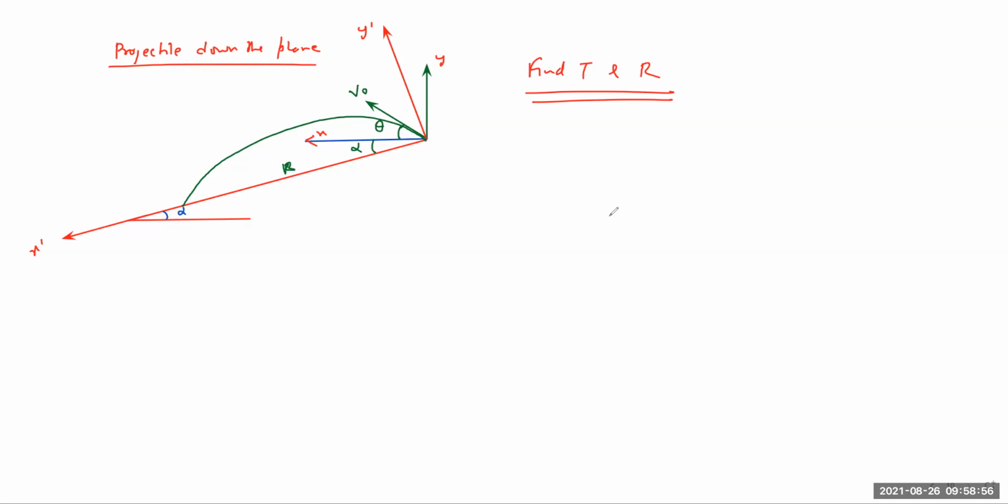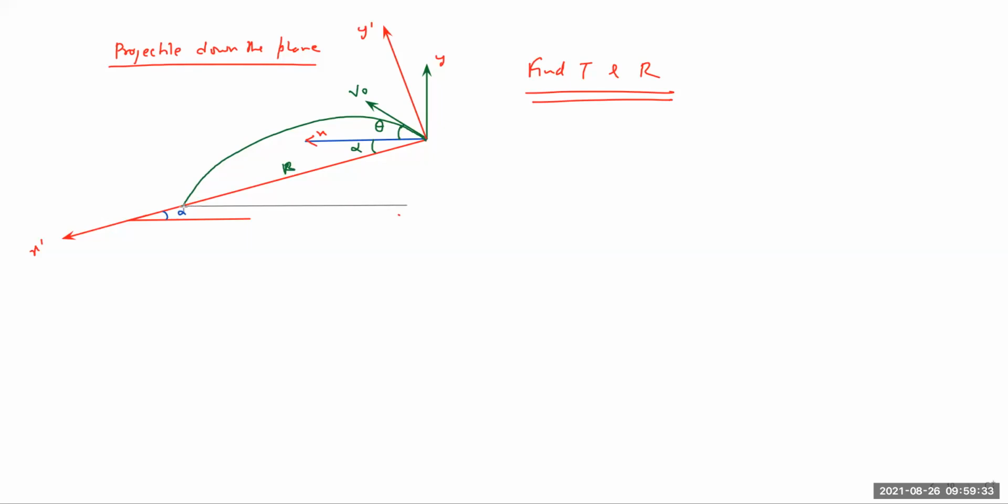Sir, I got time of flight as t equals 2 v naught sine theta plus alpha divided by g cos alpha. That's correct. Absolutely correct. So once you know the time of flight, you can find the range because you know how to use the trigonometry. Yes, sir. Good. Sir, done, sir.